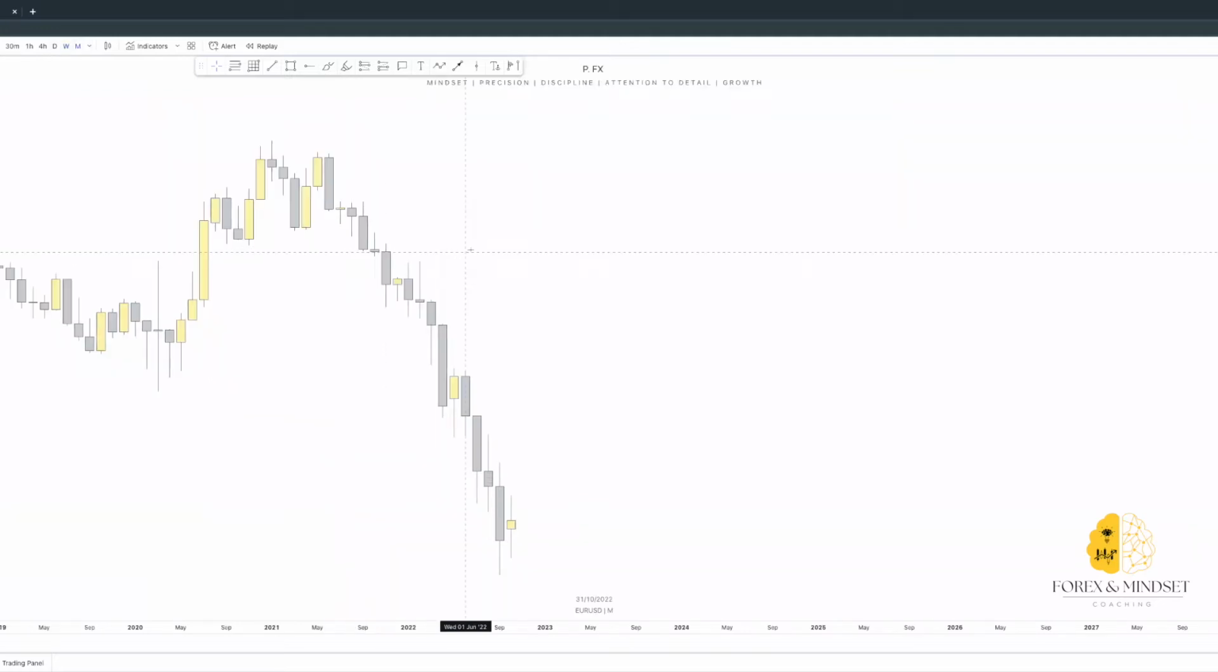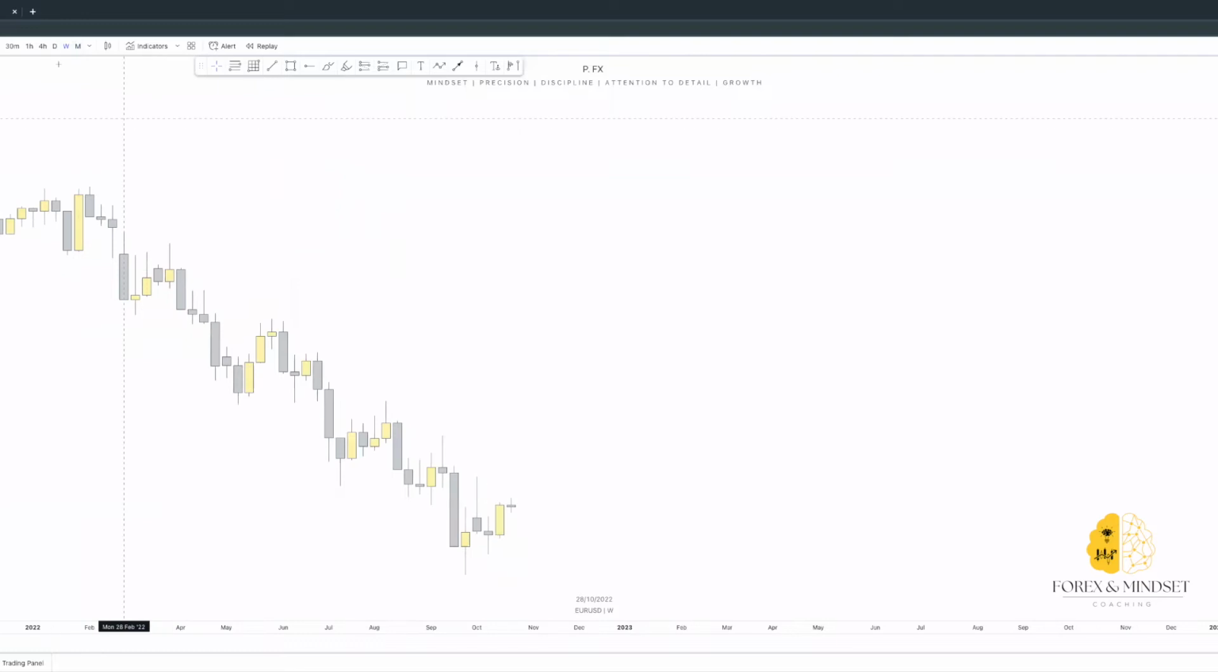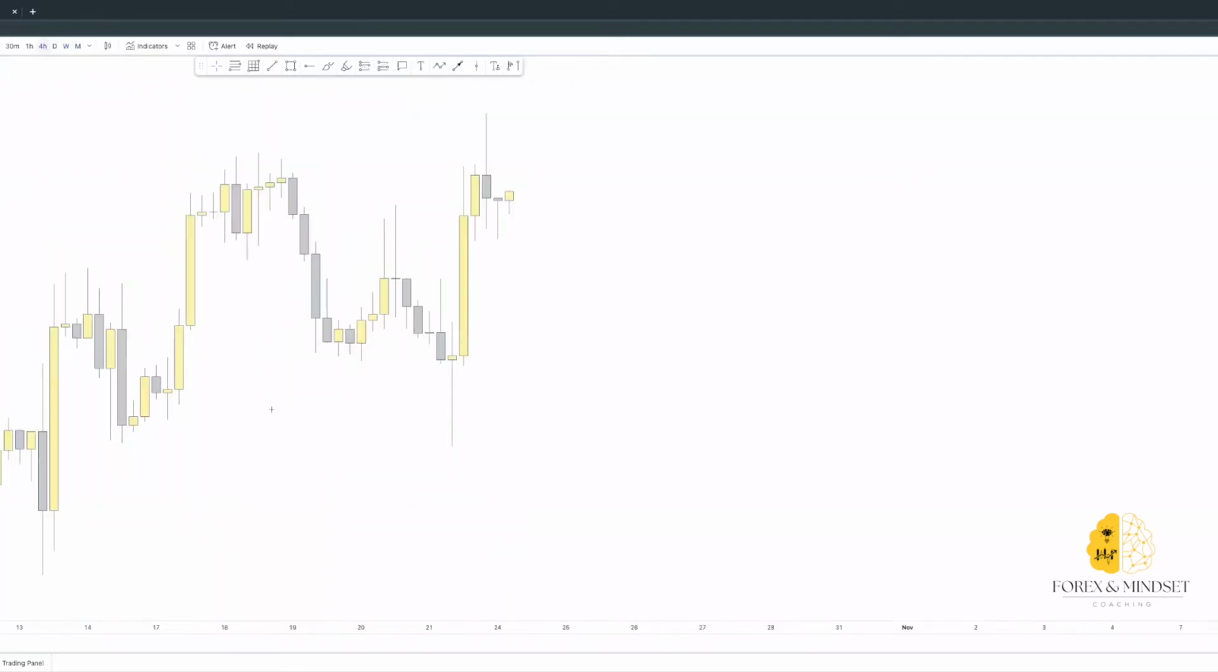Looking at monthly, just out of interest, because it is the end of the month, well, start of next week, it's the end of the month. So we will be observing that data from that perspective as well.